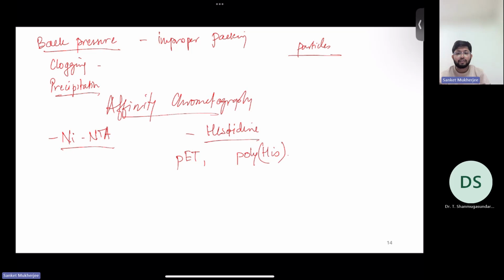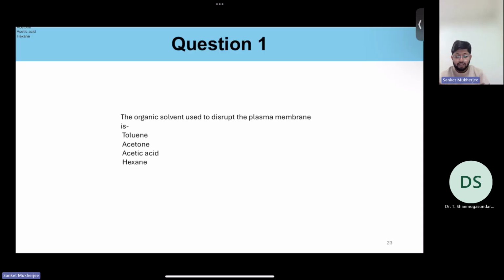Other affinity chromatographies can also be performed using antibodies against your protein. It will be much more specific, but it's again very costly as well. So with that, I think we are done with the discussion. Now we will look at certain questions.